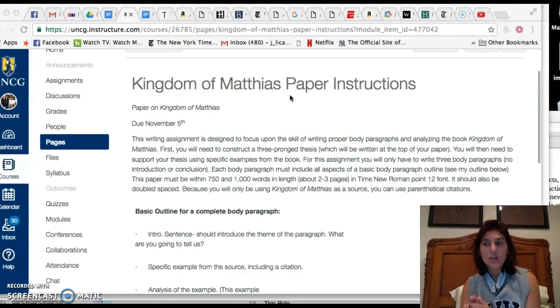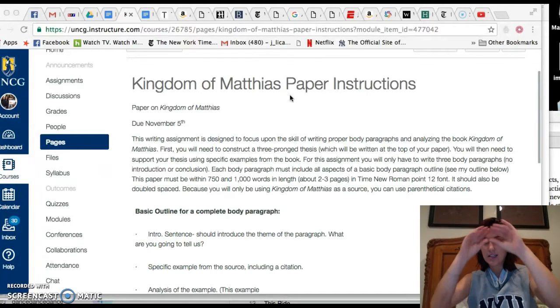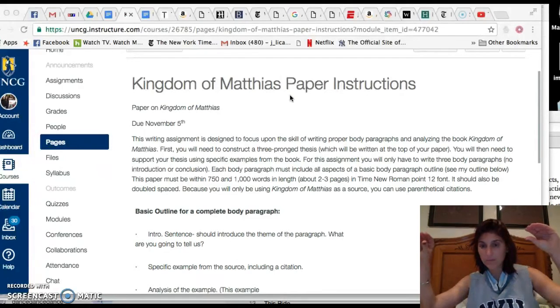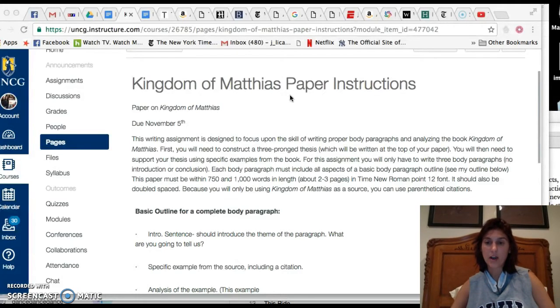Number two, your paper is a bit unusual. You will not need to write an intro or conclusion paragraph. The only thing you will need to have in this paper will be a three-pronged thesis that is written at the top of your paper, and then 3 body paragraphs, okay?